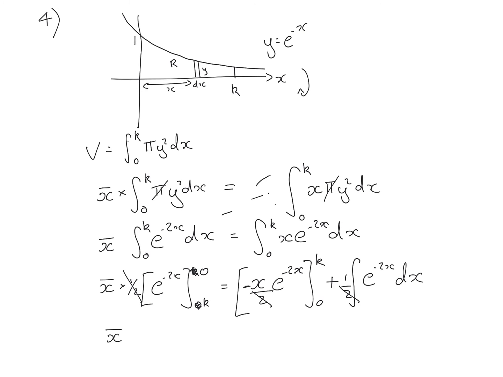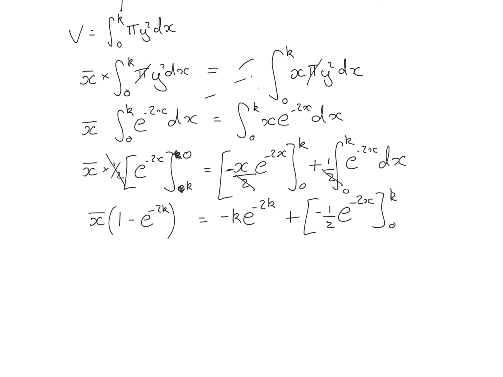So we've still got x bar. I can probably work this out now. Put 0 in, get 1 minus e to the minus 2k equals, well, let's put k in, minus k e to the minus 2k, put 0 in, I get nothing, okay, plus, this is still between 0 and k, the integral of this, which gives me another half, and another minus, so minus a half e to the minus 2x between 0 and k.